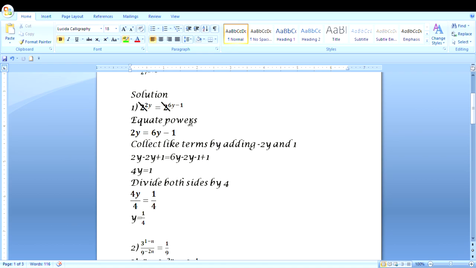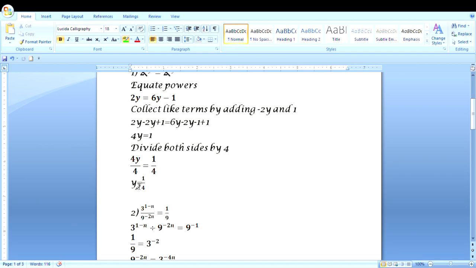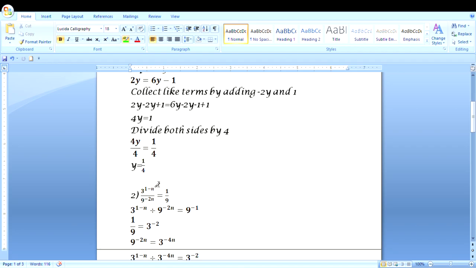For us to work here, these are linear equations. We collect like terms by simply moving 2y to the right hand side and minus 1 to the left hand side, and this becomes 2y minus 2y plus 1 is equal to 6y minus 2y minus 1 plus 1, so that 4y is equal to 1. So 6y minus 2y is 4y, and what is left is 1. We divide both sides by 4 because we are finding the value of y that will make both sides of the equation the same. So y here is 1 divided by 4.